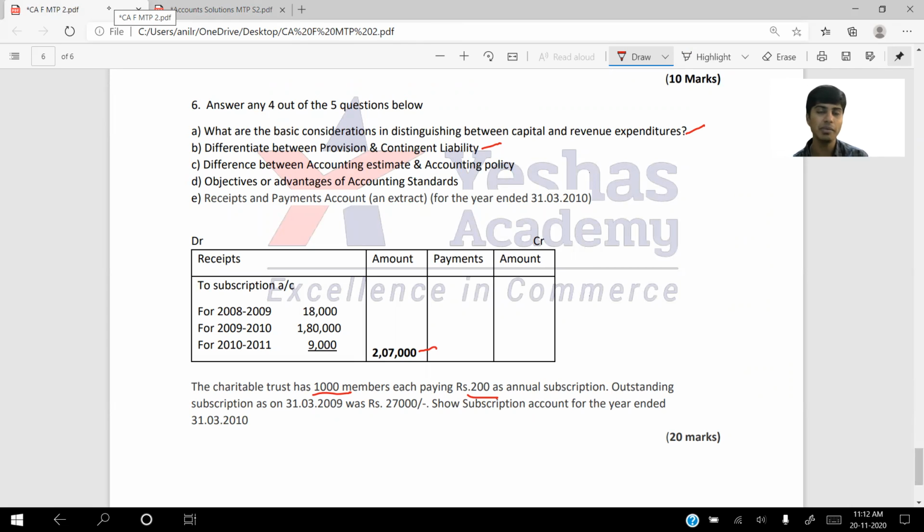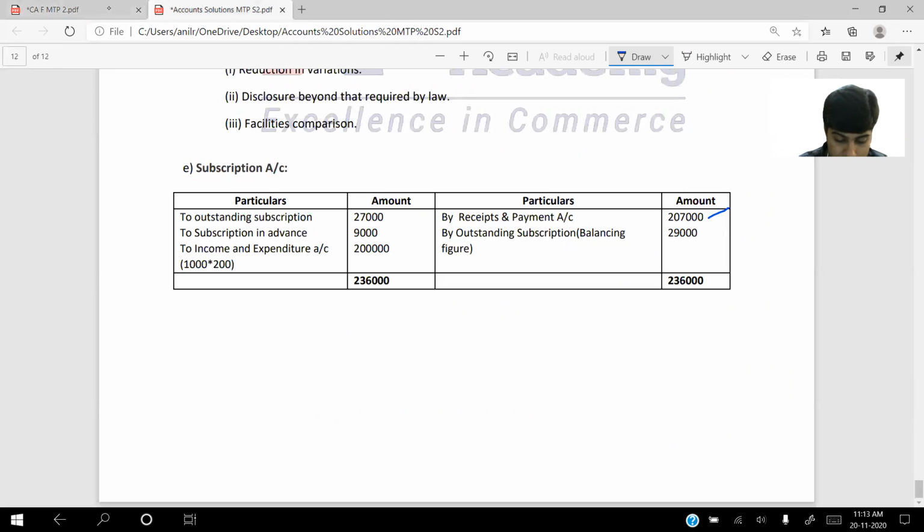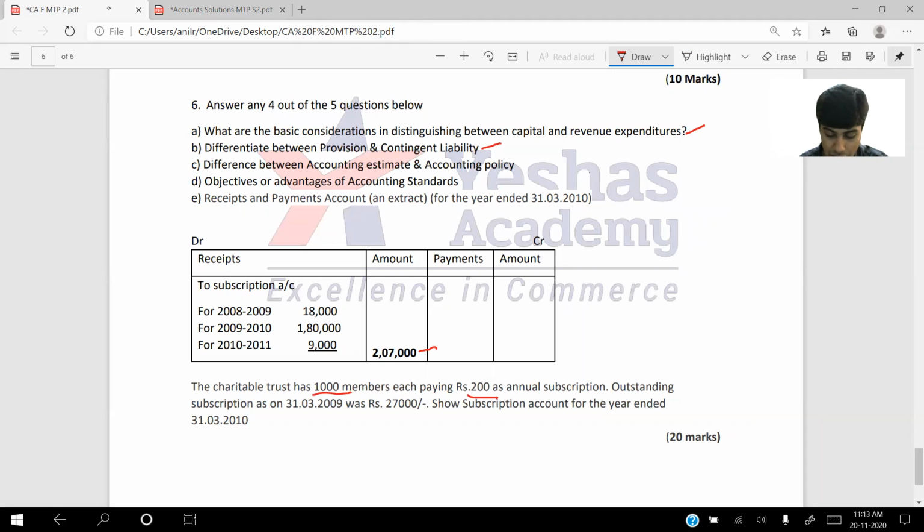So the journal entry will be subscription account debit to income and expenditure. Subscription account debit to income and expenditure. So in the subscription account, you have to write on the debit side how much? 2 lakh. How would I arrive at this? 1,000 multiplied by 200. Okay. Now, what else have they mentioned?